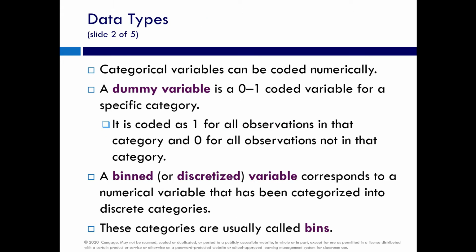Data types. Variables can be coded numerically. A dummy variable is a 0 or 1 coded variable for a specific category. It's coded as 1 for all observations in the category and 0 for all observations that are not. A bin variable corresponds to a numeric variable that has been categorized into discrete categories. The categories are usually called bins.